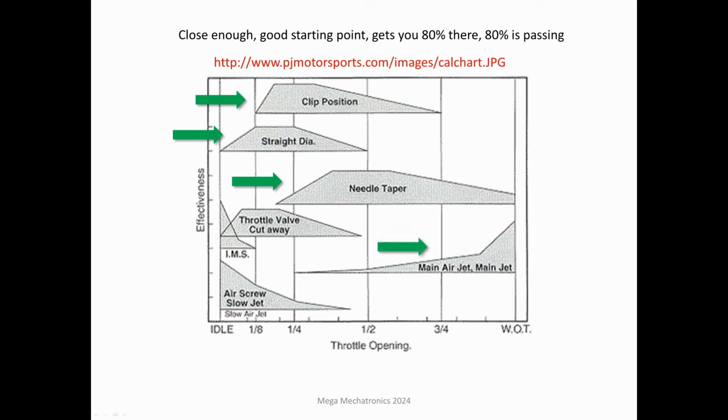We're not going to talk about the throttle valve cutaway because that's getting a little more advanced. And again, we're getting 80% to where you want, and 80% is passing. So that arrow down there, main air jet, we're going to talk about the main jet. And then we're going to talk about the air screw or fuel screw and the pilot jet, slow jet.